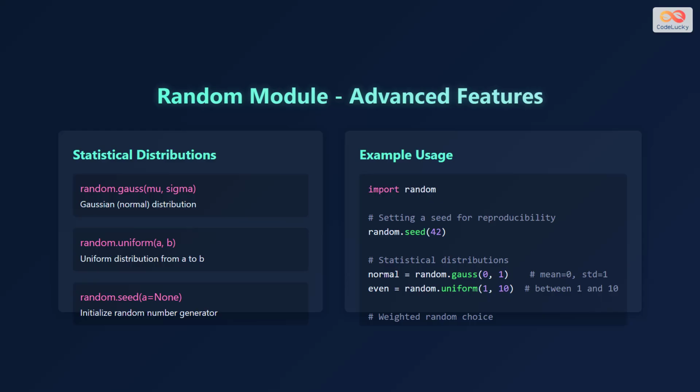Here's an example. After importing the random module, you can set a seed value using random.seed.